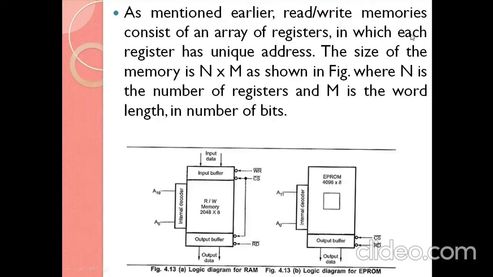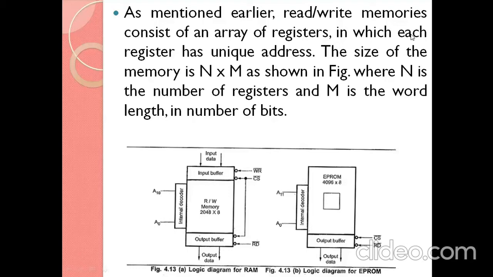There are two memories available. One is called RAM, another one is called EEPROM. So if you see the EEPROM, only an output buffer is available. But in RAM, both input buffer and output buffer are available. Because in the RAM, we can store the data and we can read the data. But in EEPROM, we can only read the data.